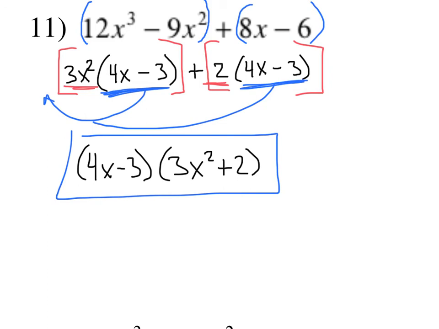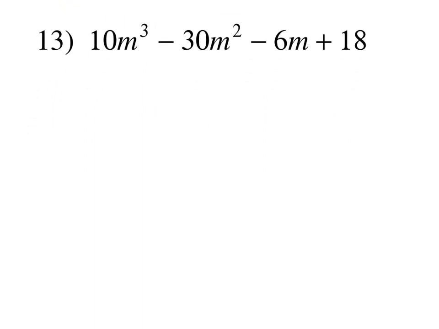We'll do one more together. If we take a look at number 13 on your worksheet, the first thing we want to do is look for any GCF we might have, and in this case 2 can be factored out of all 4 of those terms. And I'm going to use a bracket rather than a parenthesis here. It means the same thing, but it looks different, so it helps us organize our work. So I now have 5m cubed minus 15m squared minus 3m plus 9.